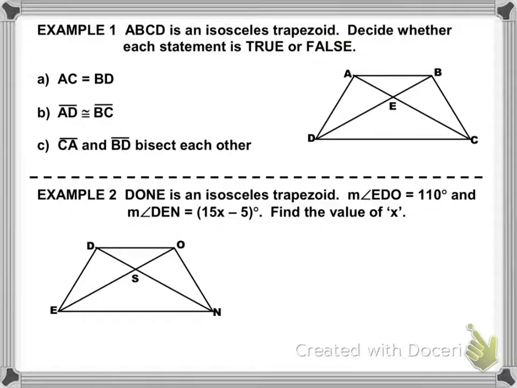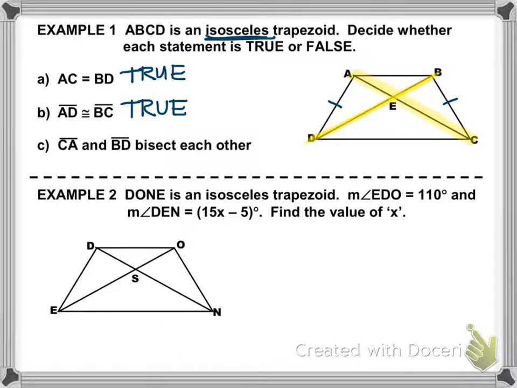All right, so let's try some examples. So we've got an isosceles trapezoid here. Decide whether each statement is true or false. Okay, the first one says that AC equals BD. AC is one diagonal's length, and BD is the other diagonal's length. And yes, in an isosceles trapezoid, those are congruent. So this is true. Woohoo! All right, the next one says segment AD is congruent to segment BC. Segment AD is congruent to segment BC because those are the legs, and they are also congruent in an isosceles trapezoid, so that's also true.